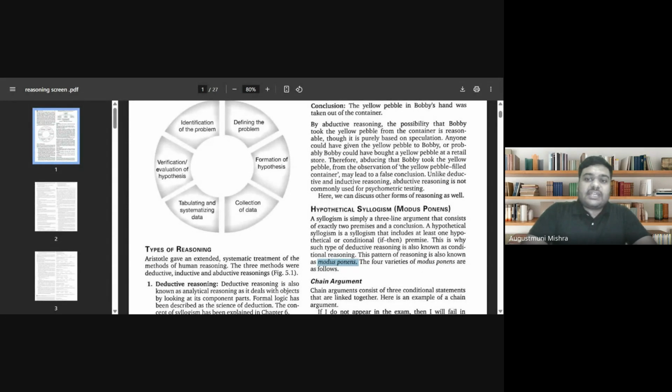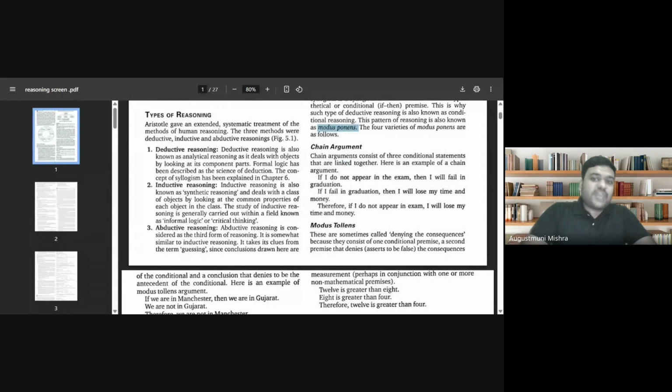There are four varieties of modus ponens. The first one is the chain argument. Now we are going to understand the different types of these arguments. A chain argument consists of three conditional statements that are linked together. Here's an example: if I do not appear in the exam, then I will fail in the graduation. Another statement: if I fail in the graduation, then I will lose my time and money. So what will be the conclusion? Therefore, if I do not appear in the exam, I will lose my time and money. This is a chain argument. All the statements are connected together like a chain.